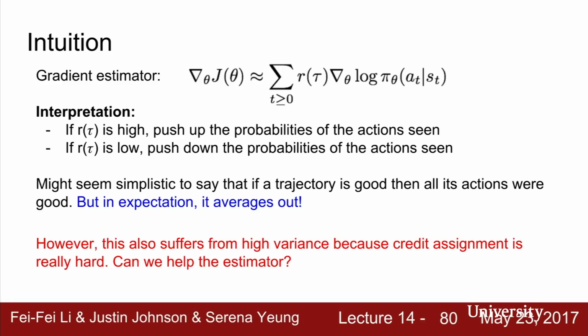Right, but there is a problem with this, and the problem is that this also suffers from high variance, because this credit assignment is really hard, right? We're saying that given the reward that we got, all of the actions were good. We're just going to hope that this assignment of which actions actually mattered will average out over time. This is really hard, and we need a lot of samples in order to have a good estimate. So this leads to the question: is there anything that we can do to reduce the variance and improve the estimator?